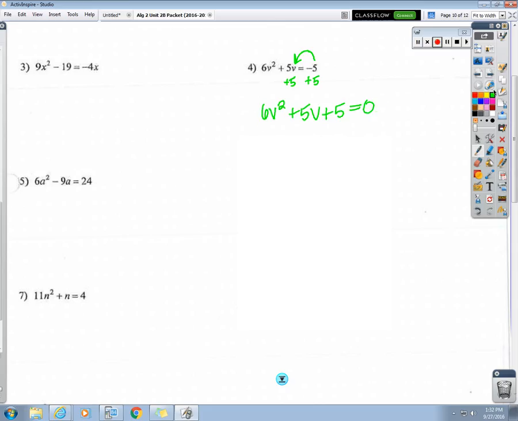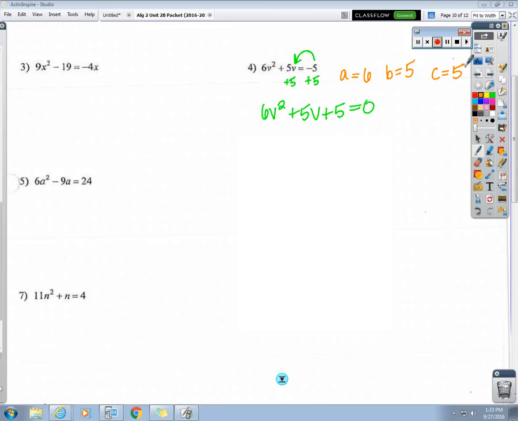Now that it's in standard form, what's step 2? Anybody, step 2. Right. Label A, B, and C. What's A? What's B? And what's C?